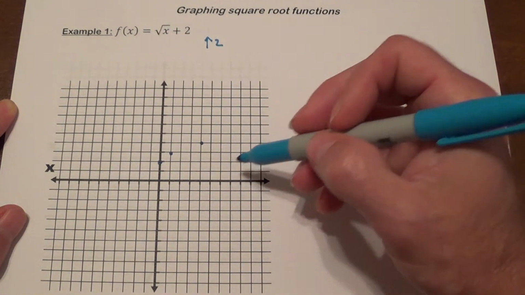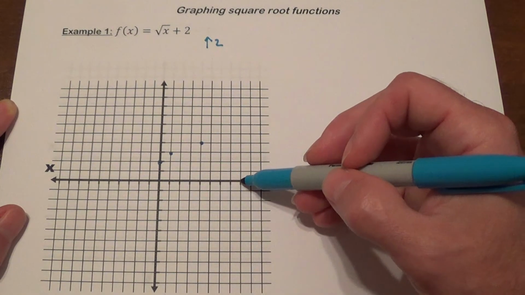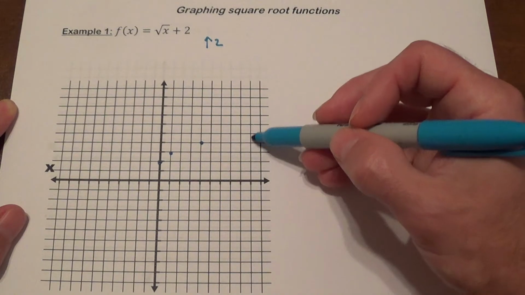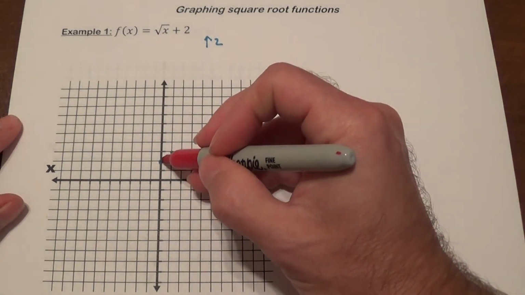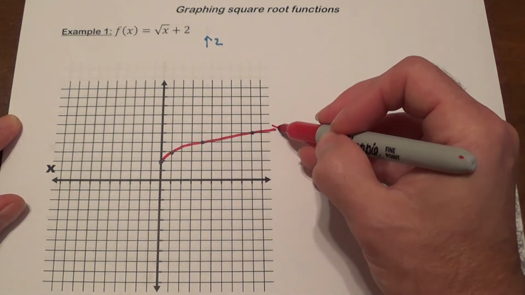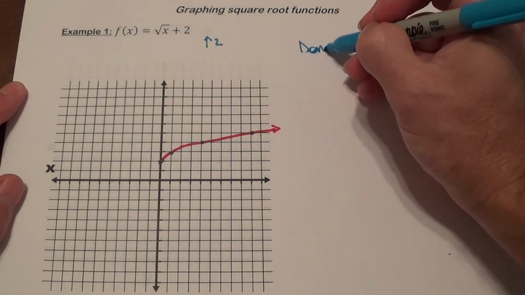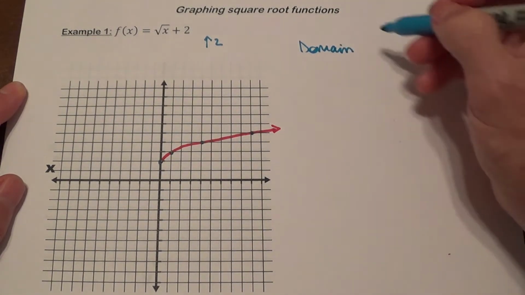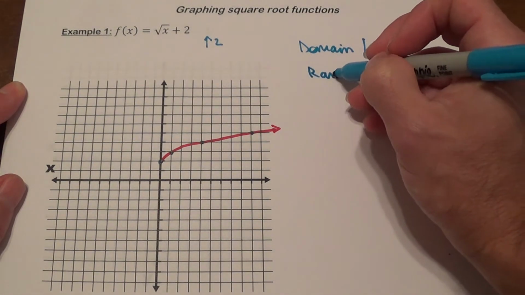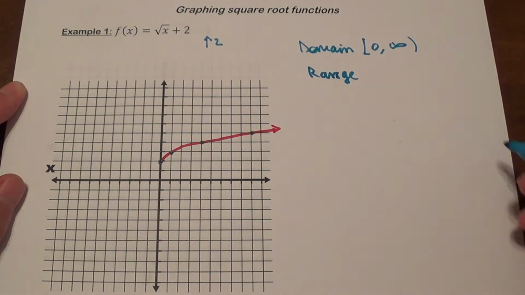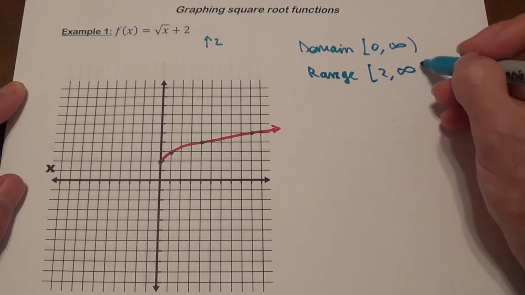We can actually do the point 9. 1, 2, 3, 4, 5, 6, 7, 8, 9. 3 and 2 units up is going to be here. So this graph is going to go like that. So what happens here with regards to other things? The domain is going to stay the same, from 0 to infinity. As far as the range, this function normally has a range from 0 and up, but in this case we're going to move it 2 units higher. So it's going to be from 2 to infinity.